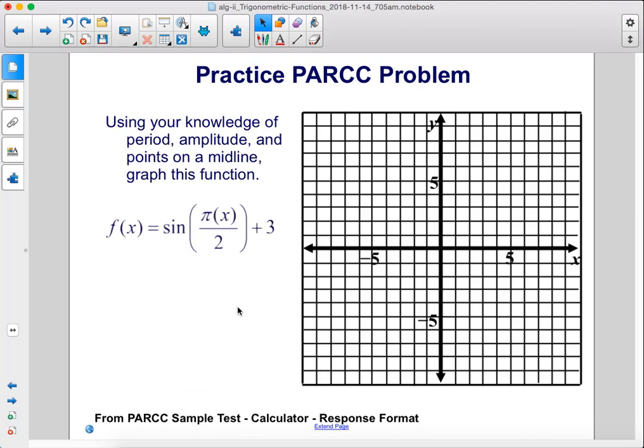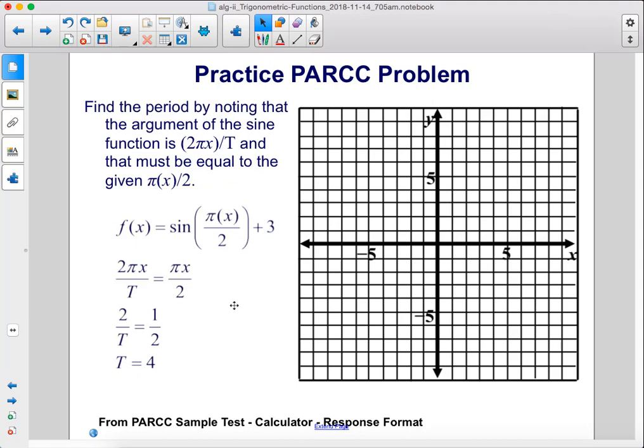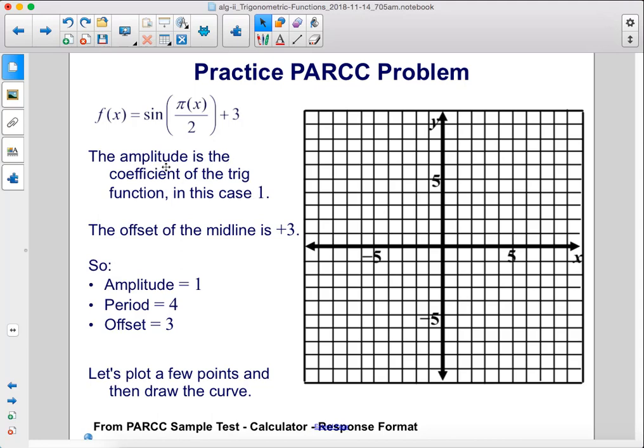Using your knowledge of period, amplitude, and points on a midline, graph this function. Find the period by noting that the argument of the sine function is 2 pi x over T, and that must be equal to the given pi x over 2. If you set those equal to each other and solve for T, we get the period is 4. The amplitude is the coefficient of the trig function, so in this case that's 1, since there's no constant in front of sine. The offset of the midline is 3, so our midline will be at positive 3. And we have amplitude equals 1, period equals 4, offset equals 3.